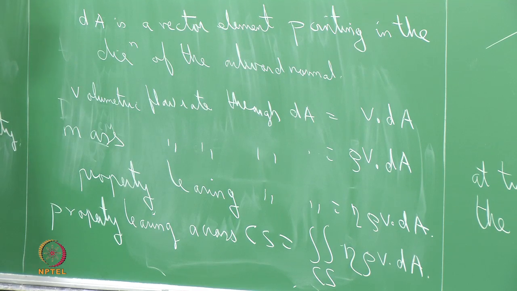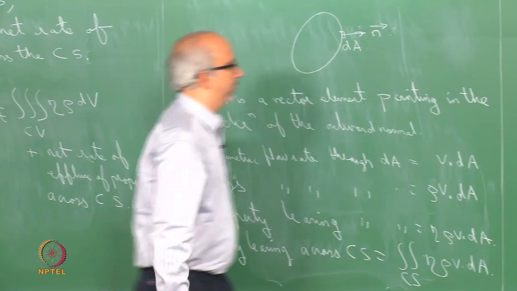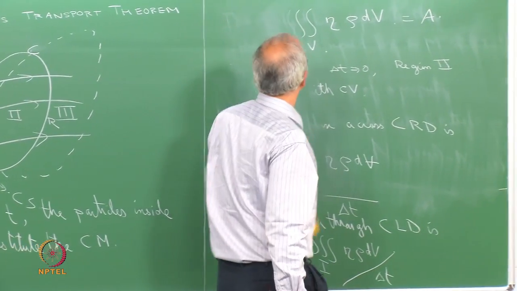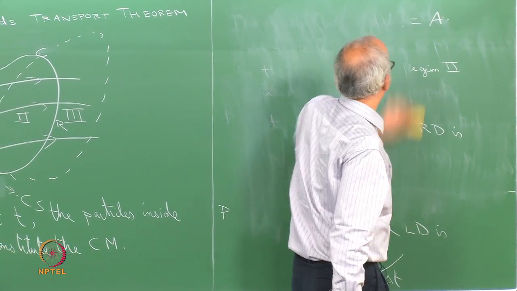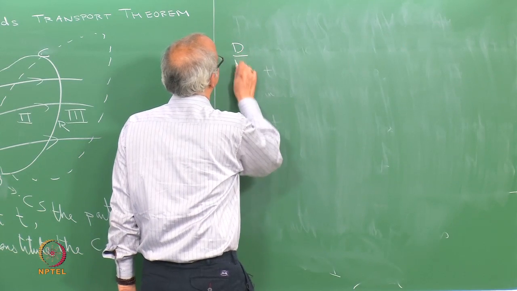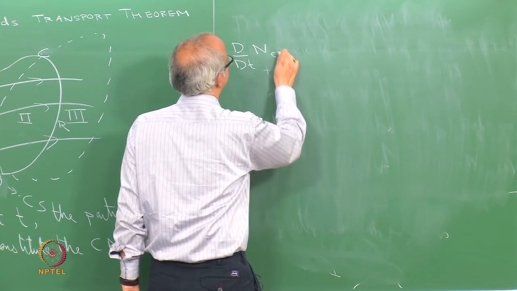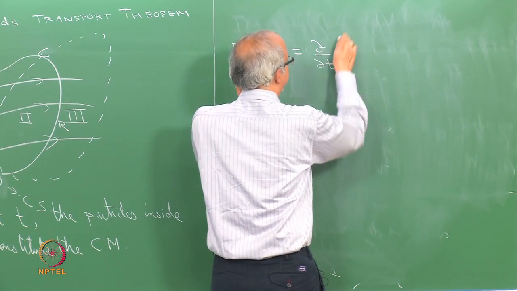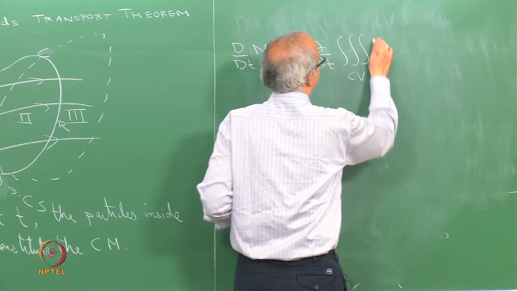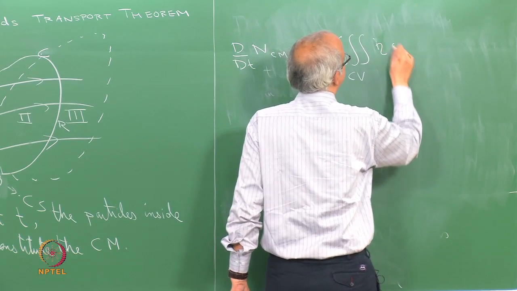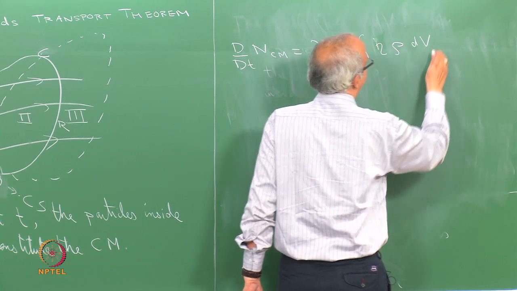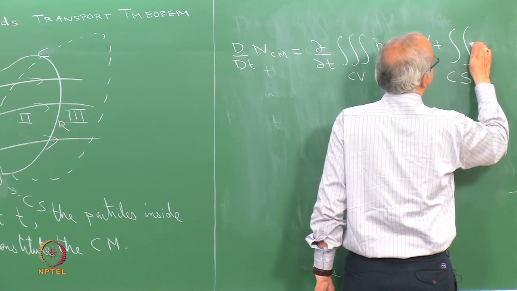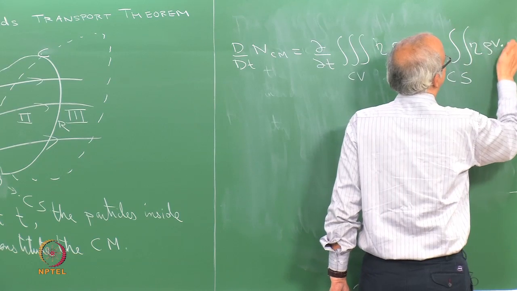Okay. So now I am in good shape, I can just write the mathematical expression that I wanted to derive, which is DN/Dt of the control mass equals the partial derivative with respect to time of the integral of eta rho dV, plus the integral over the control surface of eta rho v dot dA.